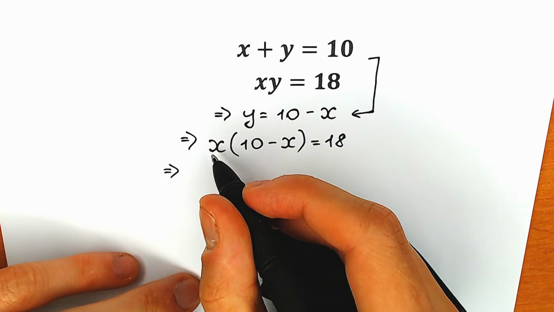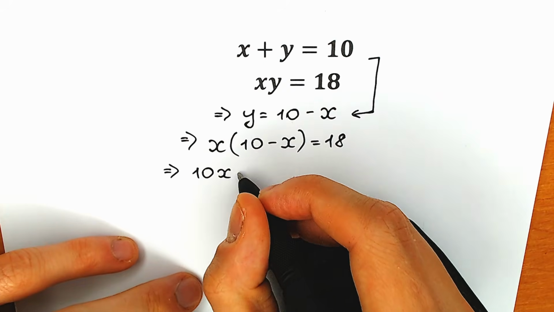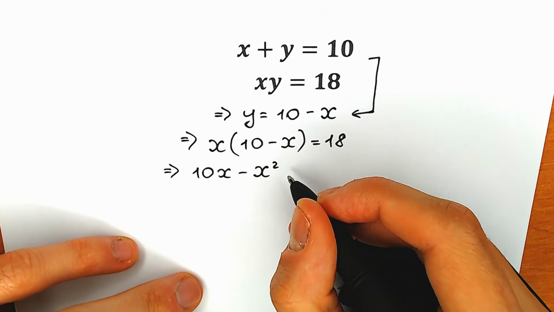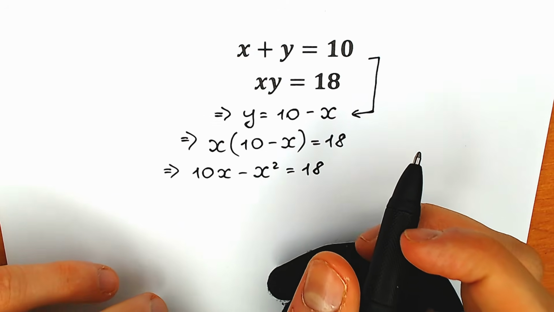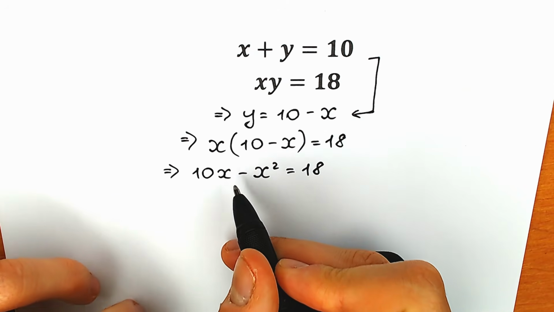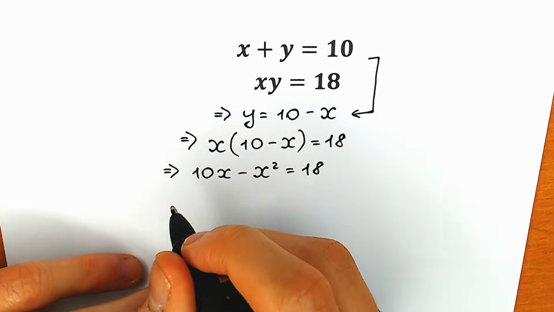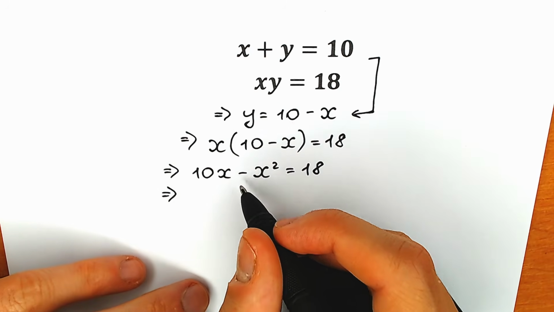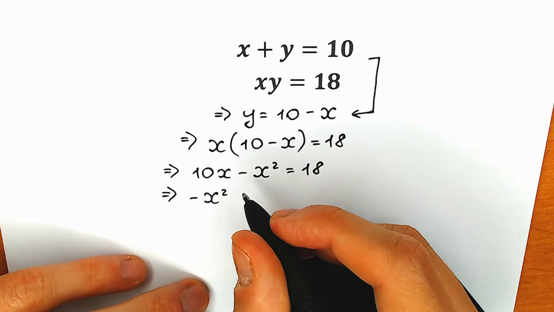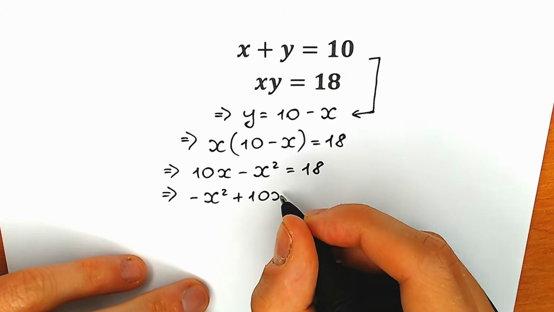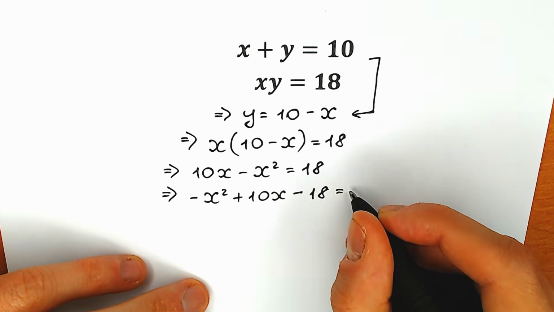So as a result, we multiply x by the parenthesis. We have 10x minus x squared equal to 18. If you look closely, this is a quadratic equation, but with one interesting moment. We don't like this order. We prefer our squares in the first position, our x in the second. So in the first position, let's write minus x squared. In the second position, plus 10x. And from the right side, let's move minus 18 to the left side. So equal to 0.